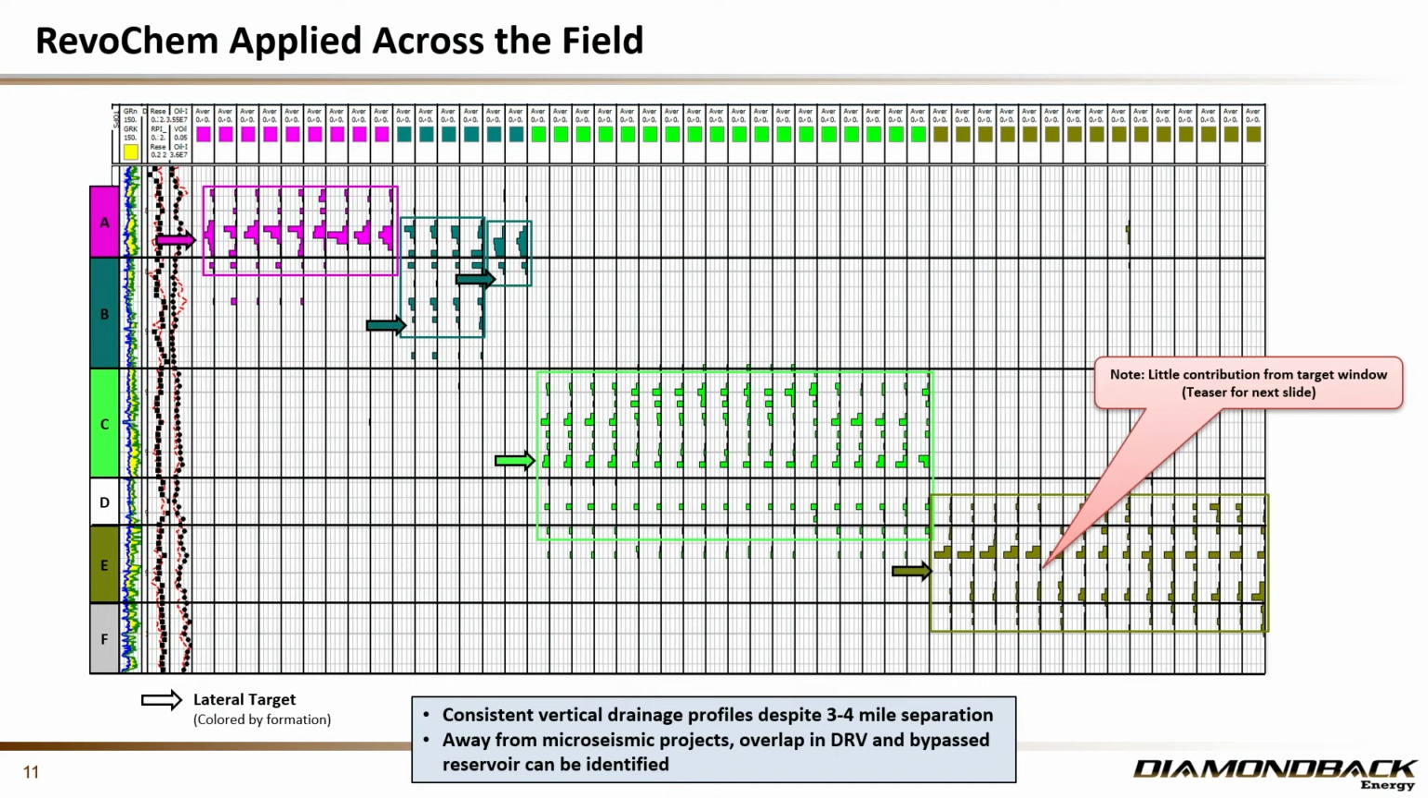So two important things we learned from RevoChem. We are now accessing the previously bypassed reservoir, and now we know we definitely need to stagger these in our development. We see that we do not have any significant overlap between formations B and C. Check, that's good. Between C and E, again, we see some overlap. It doesn't look as extreme as this, but we have found that this can be detrimental to production and well quality.